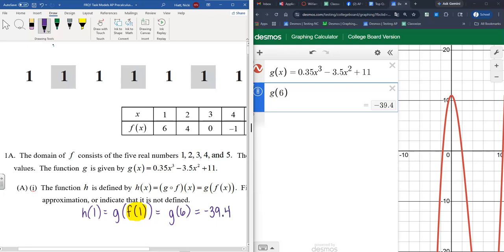And this is calculator active, so that's all you have to write. You don't have to show any extra work for that, but you do need to write down these steps. You do not need to do this in your head and just write down the answer.